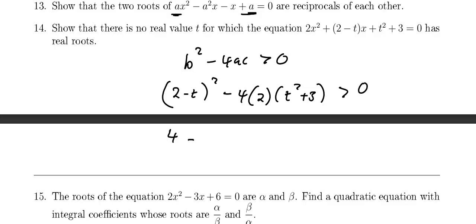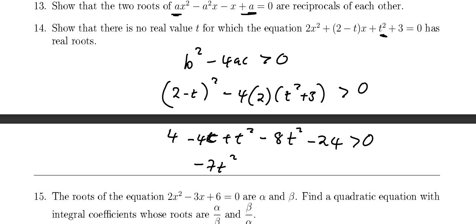If you solve this, this is going to be a 4t, then plus t squared, minus 8t, then that's going to give us minus a 24. That's t squared, right? The t here is squared. Then this will be greater than 0. If you try to solve this, it will be negative 7t squared, then minus 4t, minus 20 is greater than 0. So I want to show that this will have no real value. Just get the discriminant of this part here. So what's the discriminant of the discriminant equation that we're getting?